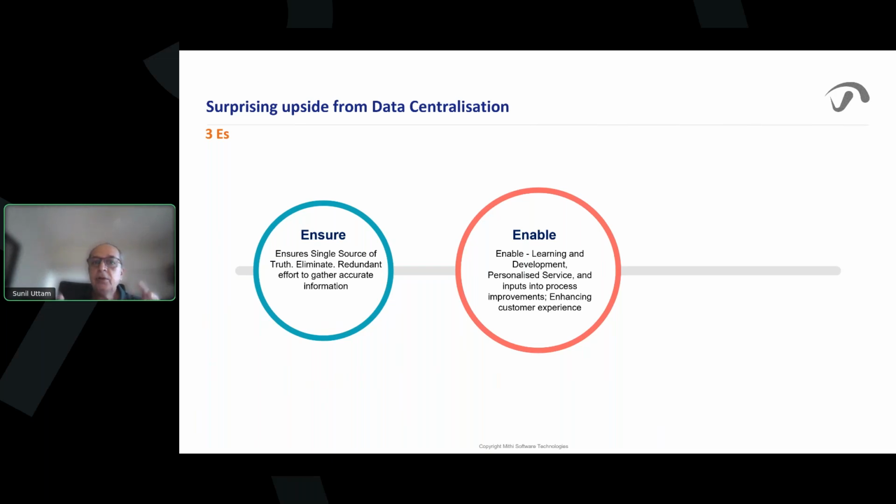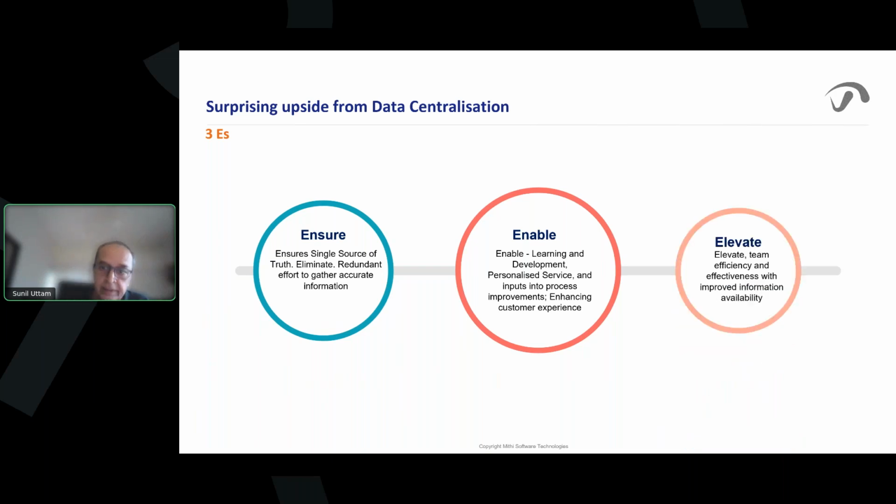So it enables a lot of things if I'm able to access my historical data. It's a very, very powerful thing. And you're seeing these stories, that is what they are doing. This entire fragmented experience is being moved into a centralized single place where they can look for information. And so it ensures single source of truth. It enables L&D and initiatives, and it elevates the team efficiency.